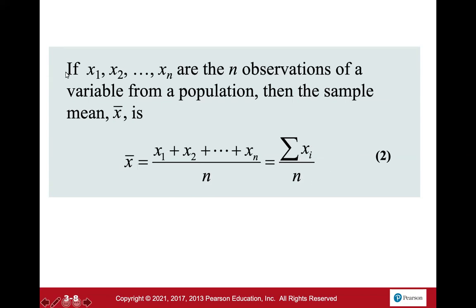And here, if we have x1, x2, all the way up to x sub n, the n observations of a variable from a sample, then the sample mean x bar is going to be the sum of all of those values divided by the number of observations. So again, the sum of all of the values in the sample divided by the number of values in the sample.